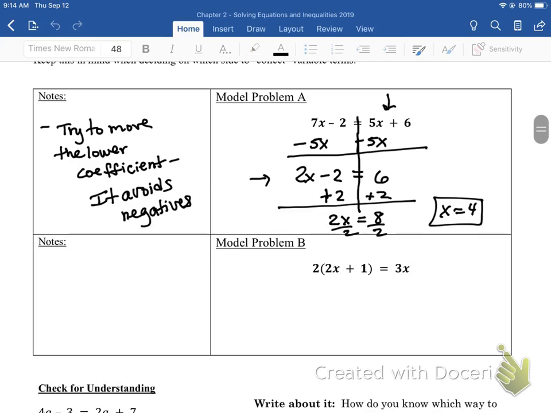Okay, so now I have one where I'm distributing here. I remember that from last lesson. I have to multiply by both parts. So 4x plus 2 equals 3x. Now, one thing that's very important to do: try not to zero out a side. You see how this 3x is by itself? I'm not actually going to subtract 3x because of what happens, and I'll put that in red.